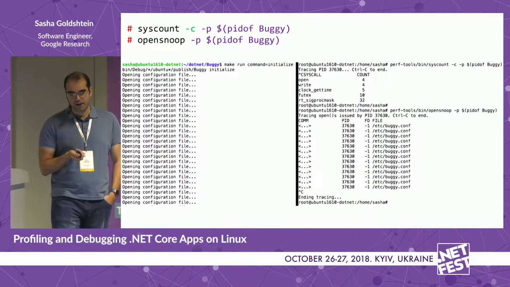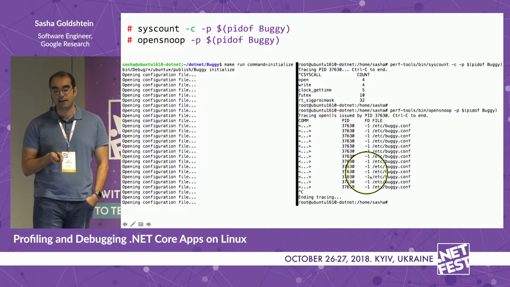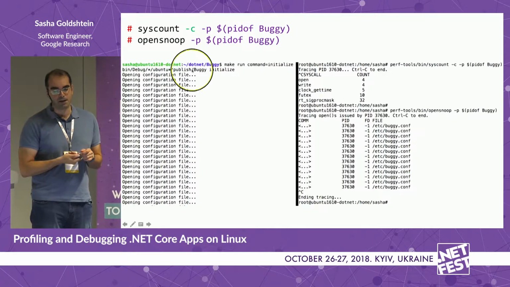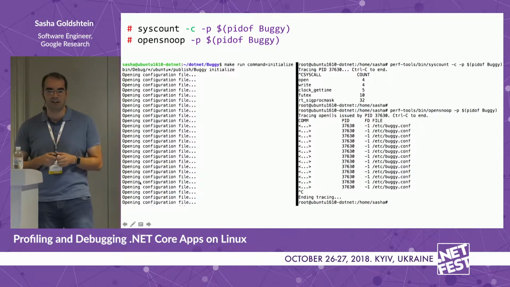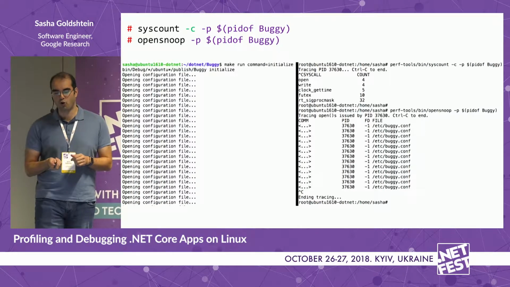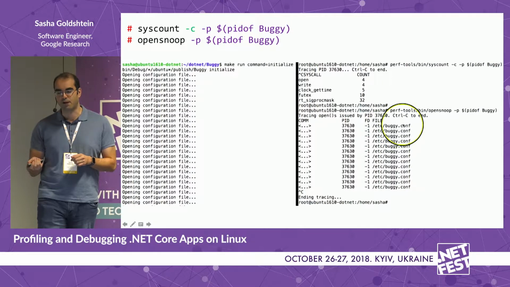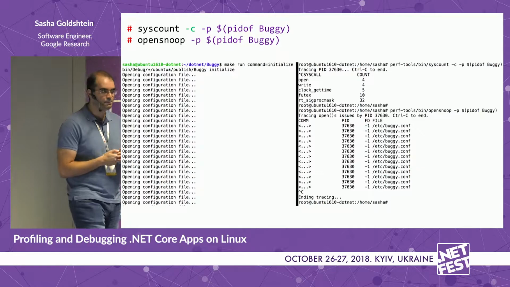And opensnoop is another tool that shows you which files your process is accessing. So which files my process is trying to access and what's happening. And if you look on the left here, I've run a process which keeps printing opening configuration file, and apparently it's failing. And then opensnoop on the right is telling me, well, yeah, you're trying to open this file, /etc/buggy.conf, and you get a -1, so something's wrong with that file, maybe it doesn't exist.